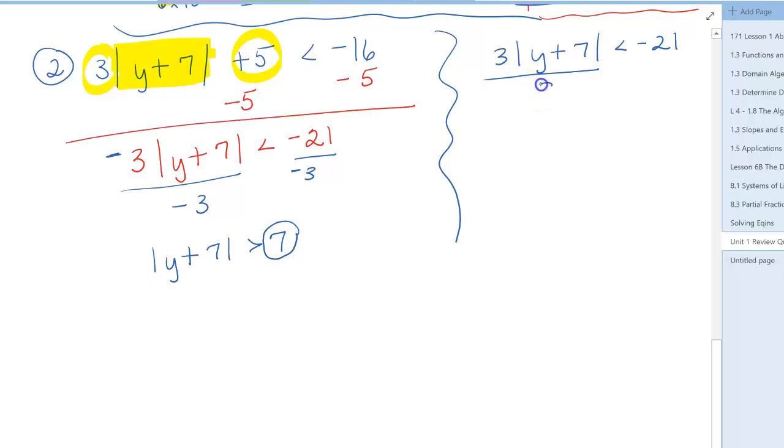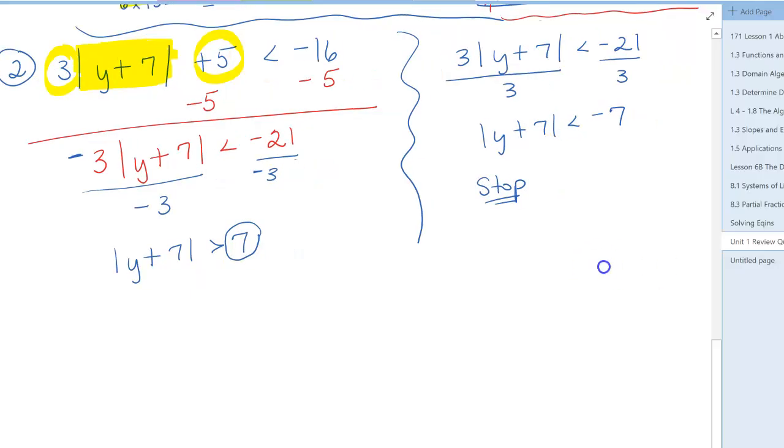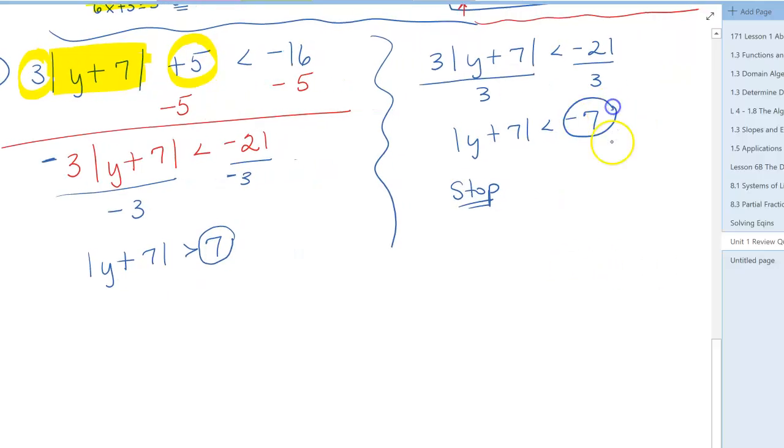So I do need to divide by 3, and that's going to give me the absolute value of y plus 7 is less than negative 7. Now I need to stop, now that I have this all by itself, and ask myself, is this number positive or negative? And in this case, it is negative. So now I need to ask myself, is this less than or greater than? If it's less than, what do you think the answer is going to be?